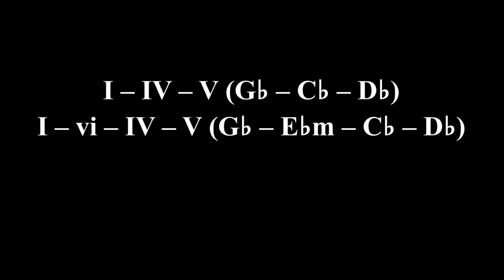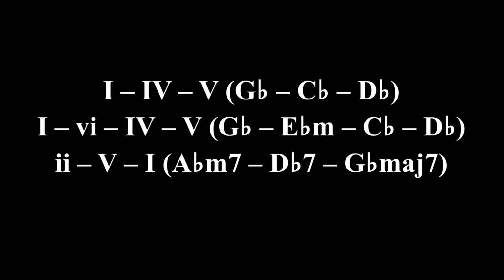Chord progression number 2. The 1-6-4-5 chord progression. The chords are G flat major, E flat minor, C flat major, and D flat major. The 2-5-1 chord progression. The chords are A flat minor 7th, D flat dominant 7th, and G flat major 7th. You can experiment and come up with your own chord progressions.